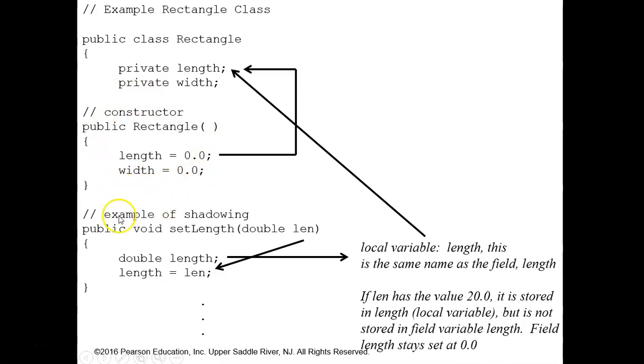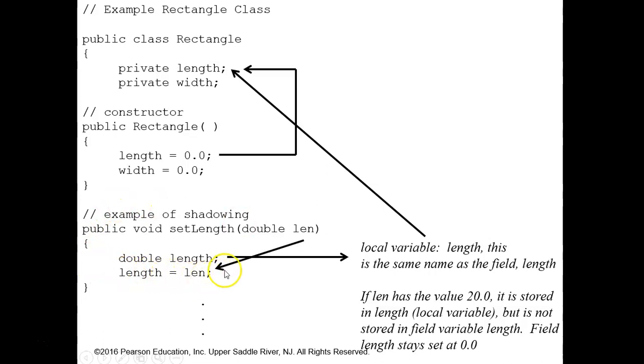And then here's an example of shadowing. So we have a method called setLength, public void setLength. It's a void method, so it's not going to return anything. And we're bringing in a parameter, which is a double value, and we're going to call that variable len. Now, we know that len is going to be standing for length, but we made it a different name here. Now, under normal circumstances, we would simply say, now, let length equal len, and it would assign whatever that double value is to the private instance variable length. But look what goes on inside of this method.